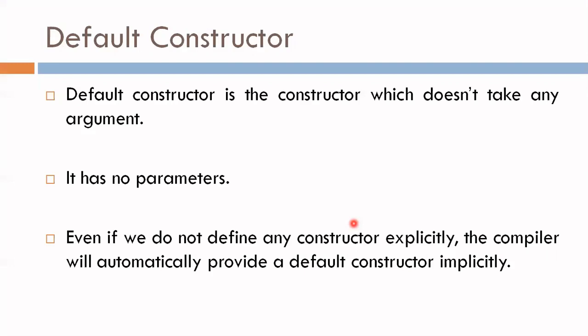Yes friends, as we know that a user defined function can have default parameters, right? In the same way, the default constructors are used to assign some initial values to its objects, and it is known as a default constructor because it does not take any argument. That means it has no parameters. Even if we do not define any constructor explicitly, the compiler will automatically provide a default constructor implicitly.